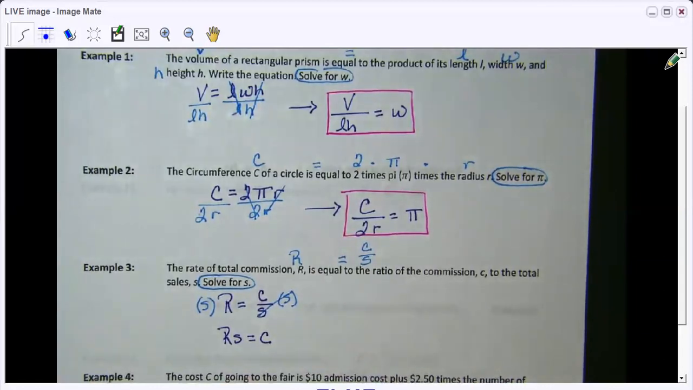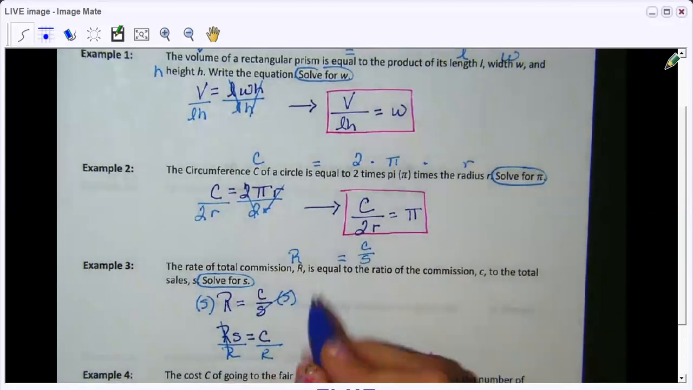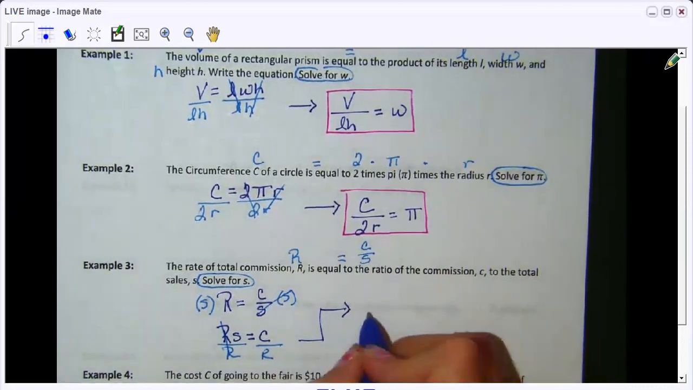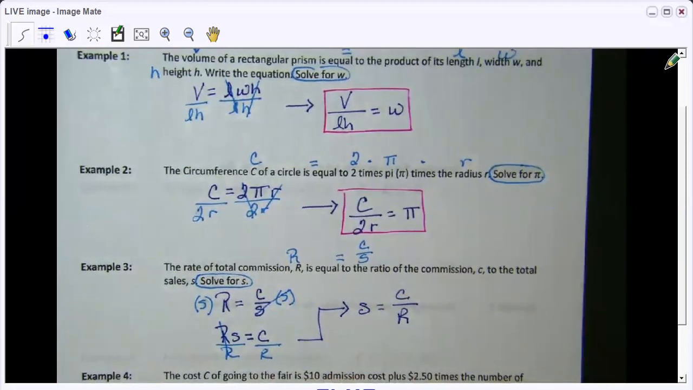Okay, now we still have to isolate S. We couldn't isolate S on this side because it would not have worked out. If we multiplied by C, we would end up with C squared over S. So now we still need to isolate S. Somebody different, tell me what we're going to do. Jeremiah? Divide by R on both sides. Yes. So now we get rid of our R and our R. S equals C over R. And that would be our final equation.